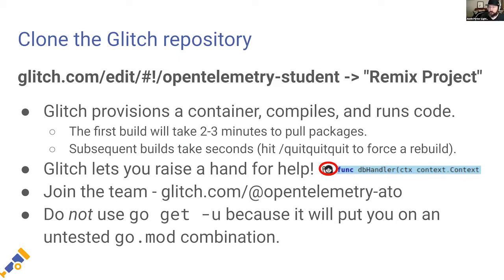If you go to, can someone post this link in the chat? Because what we're going to do is use a software called Glitch, which is a web-based IDE plus code execution thing plus a lot of other stuff. It's really cool. Check them out. So you'll go to this OpenTelemetry student project, and you will click Remix, and this will give you your own container and your own copy of the code running. You might have to create an account, so we'll give people time to do that.